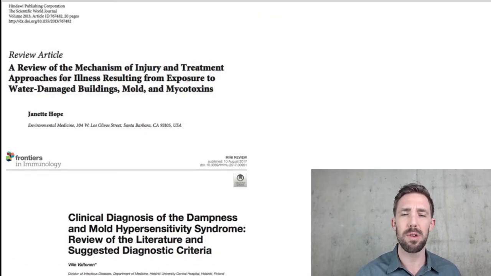So here are a couple of the citations. One is from Jeanette Hope. It's from the Scientific World Journal. The other one's from Frontiers in Immunology, August of 2017. Clinical Diagnosis of Dampness and Mold Hypersensitivity Syndrome, Review of the Literature. And, you know, we now have dozens, probably more, of papers that we've accumulated on mold and we only keep the good ones.